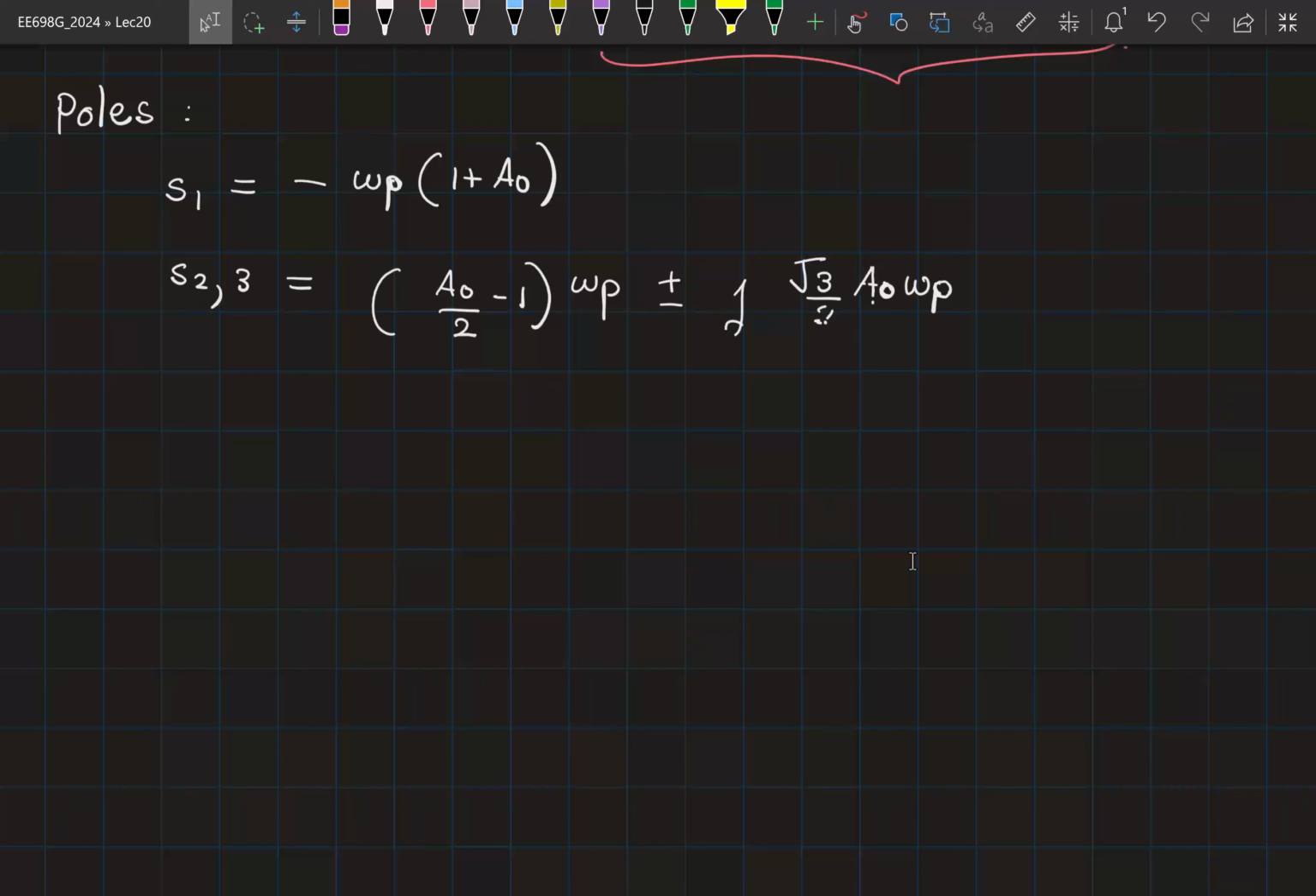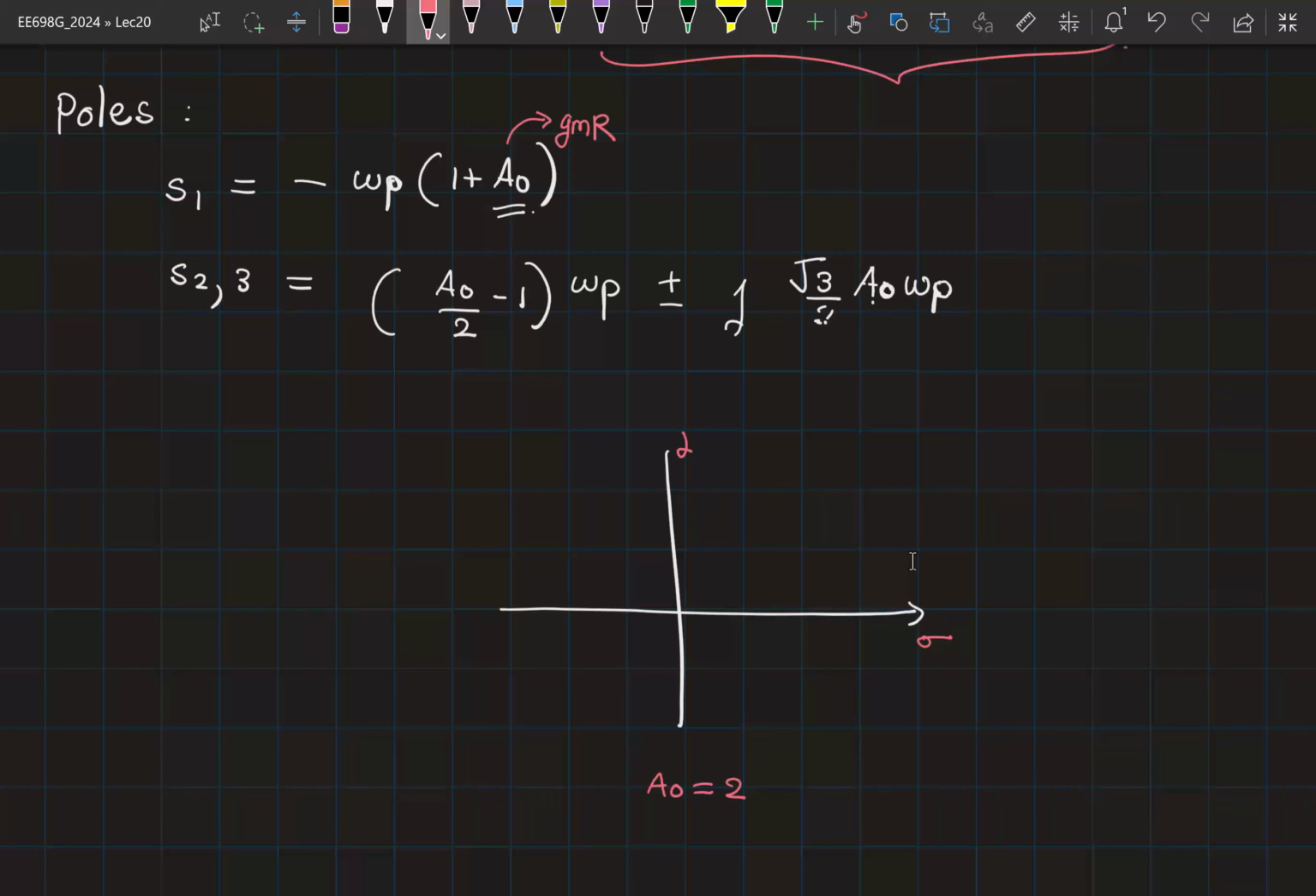So now I want to look at the pole location. We will start by looking at the pole location for the case where we know we are going to get oscillations. Right? And what is the case where we are guaranteed? What should be the value of A naught to get oscillations? So A naught was equal to GMR. To get oscillations in the system, GMR should have been equal to 2. So which means A naught is equal to 2. Now I am drawing the sigma and j omega axis here so that I can mark the poles. Put A naught equal to 2 and quickly tell me the three pole locations.